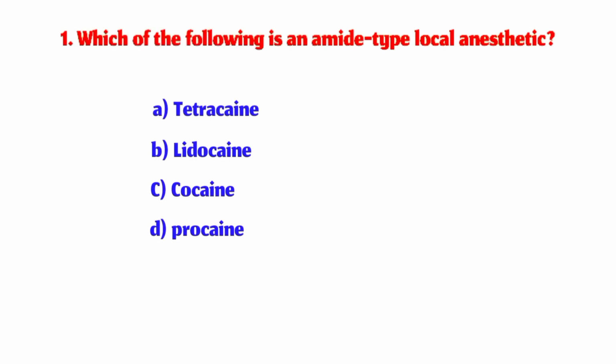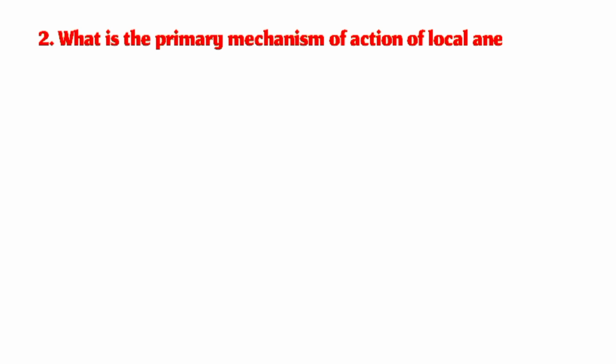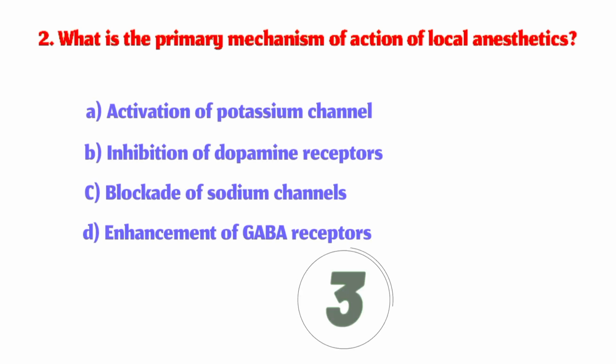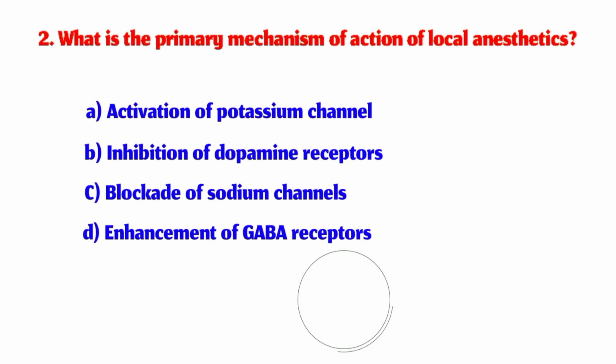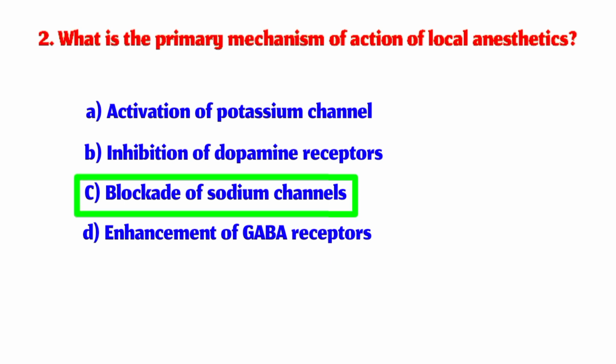Question 1. Which of the following isn't an amide type local anesthetic? Correct answer is option B, lidocaine. Question 2. What is the primary mechanism of action of local anesthetics? Correct answer option C, blockade of sodium channels.